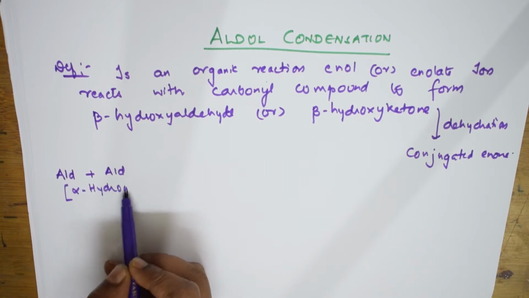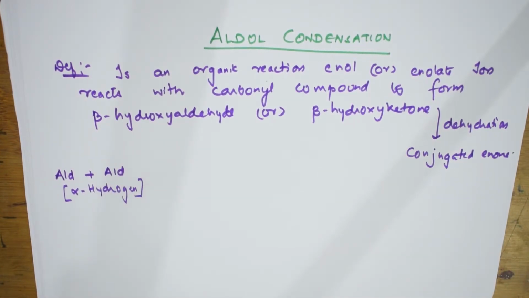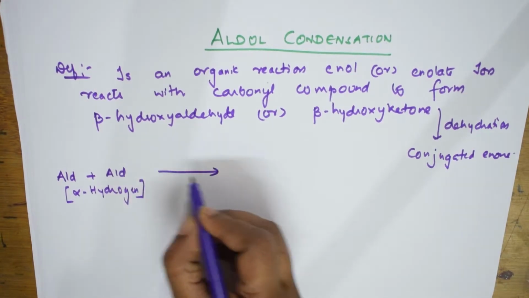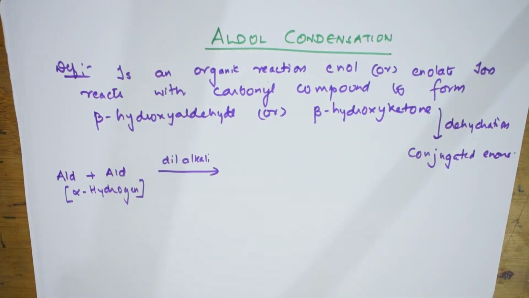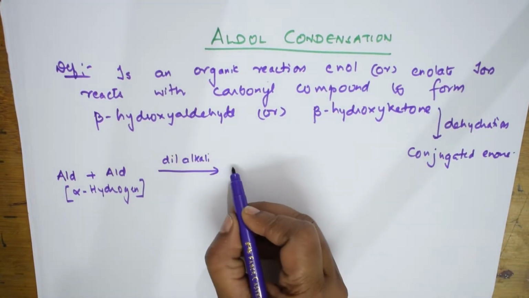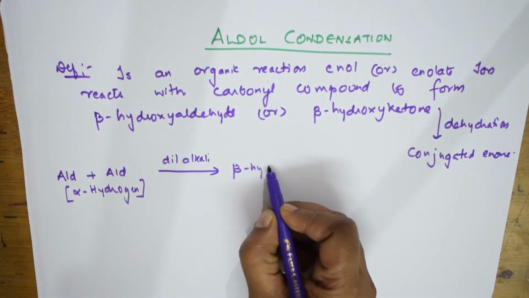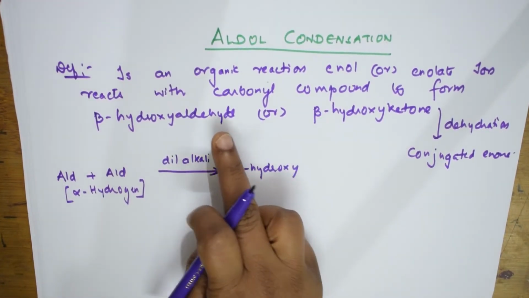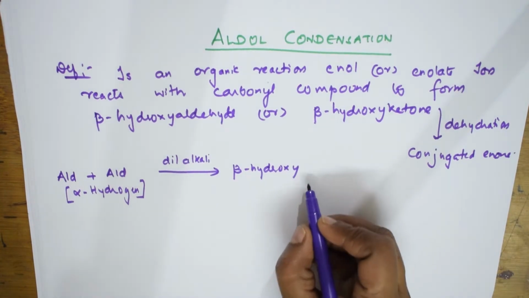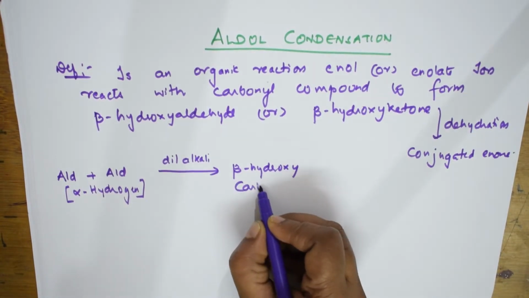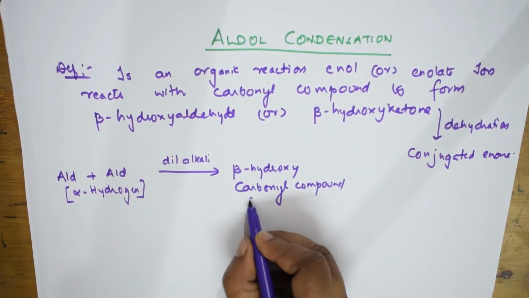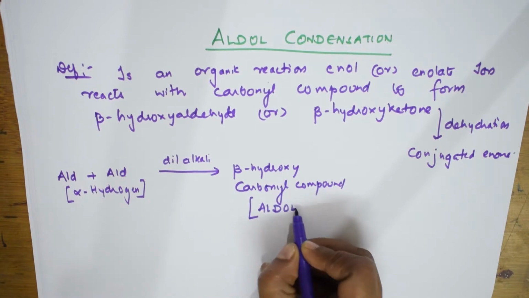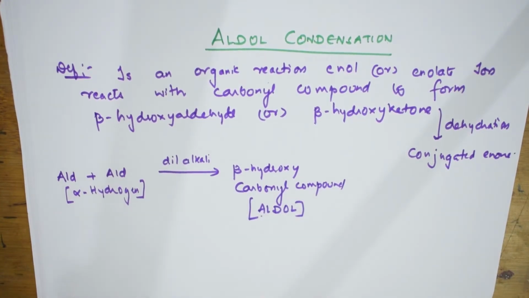So what is alpha hydrogen? Alpha hydrogen is nothing but a hydrogen adjacent to the functional group. If they react in the presence of dilute alkali, I'll show you the varieties in this also, it is going to form beta hydroxy. I am generalizing it. Instead of writing aldehyde and ketone, I am writing beta hydroxy carbonyl compound. What is this beta hydroxy carbonyl? This is nothing but aldol. So this aldol contains both an aldehyde group as well as an alcoholic group. Both functional groups will be present.